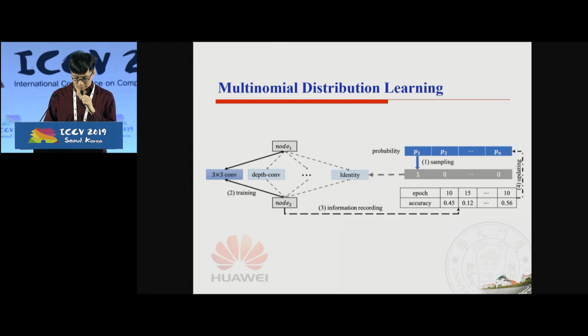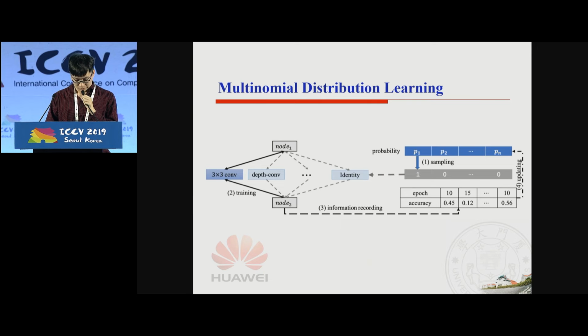And at the second step, a network is trained by 1 epoch. Then we test the network on the validation set and record the corresponding information, including training epoch and accuracy. At last, we update the distribution parameter according to the proposed algorithm. The algorithm is quite intuitive.